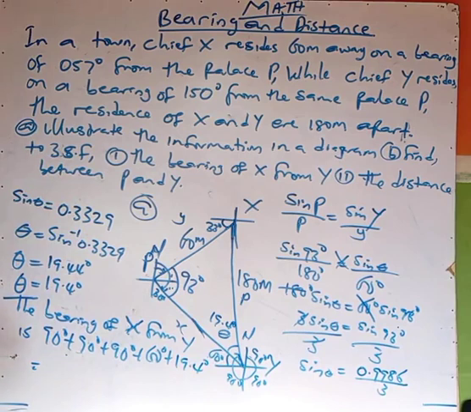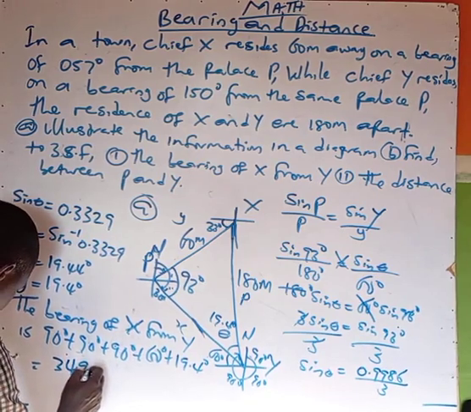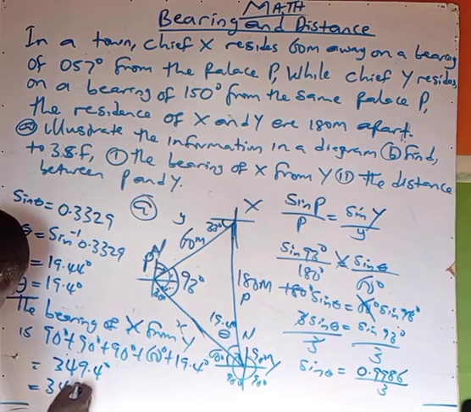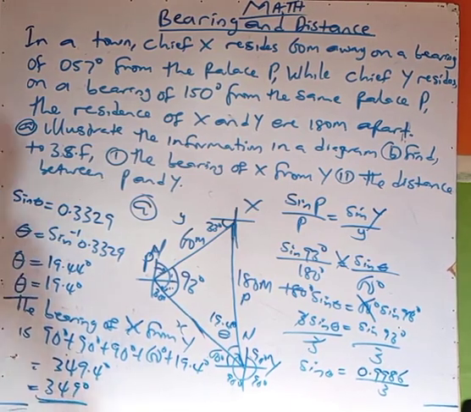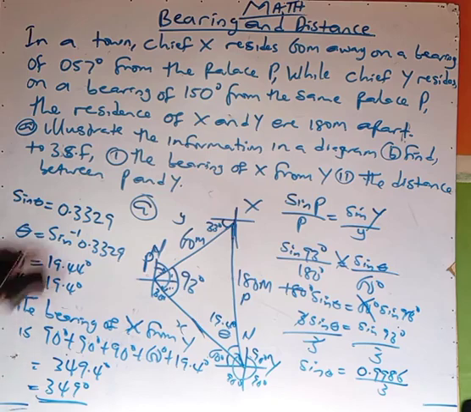So you will have 270 plus 60 plus 19.4. So you have here 349.4 degrees. To 3 significant figures, that is going to give you 349 degrees. So that is the solution of the bearing of x from y.